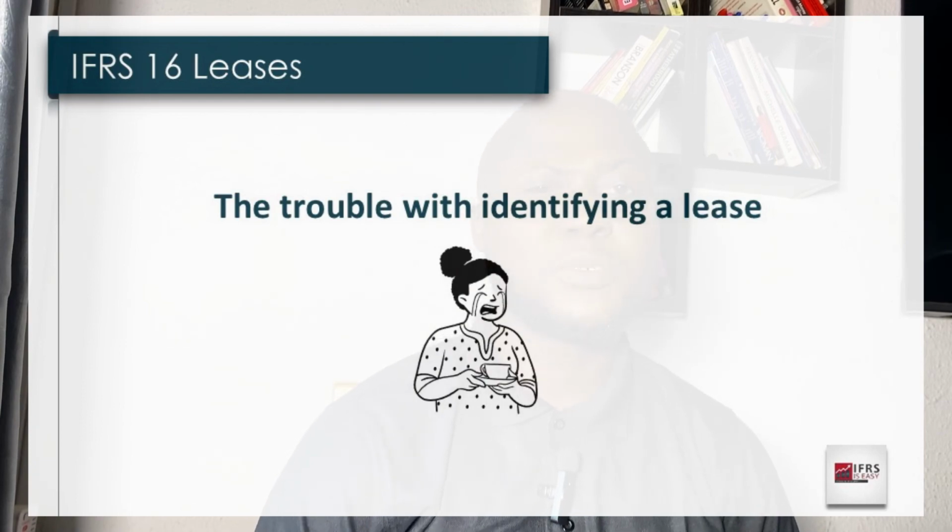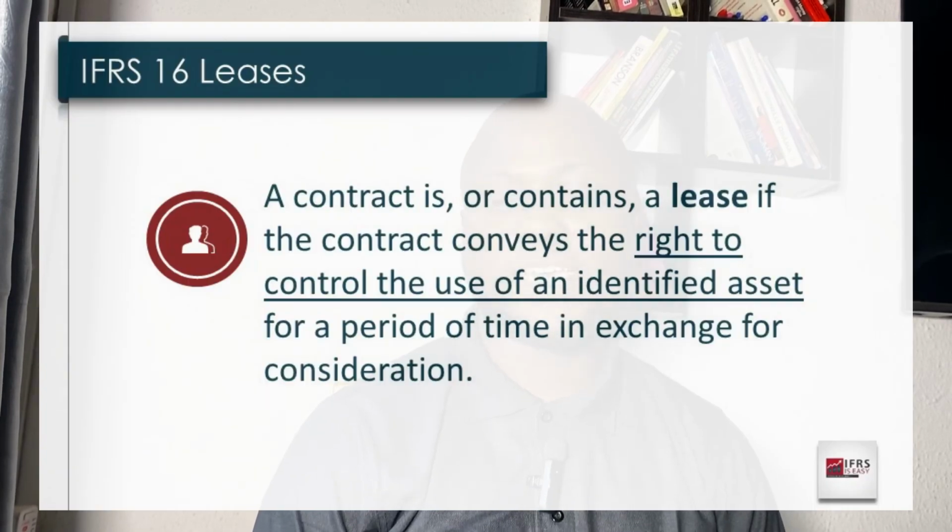So we have noted that there is trouble with identifying a lease. But before we continue with that, let's look at what a lease contract should normally be. A contract is or contains a lease if the contract conveys the right to control the use of an identified asset for a period of time in exchange for consideration. You will see that emphasis on the right to control the use of an identified asset, and that will be the recurring theme in this class. Basically, you have to have the right to control the use of an identified asset before you can say that the contract contains a lease.